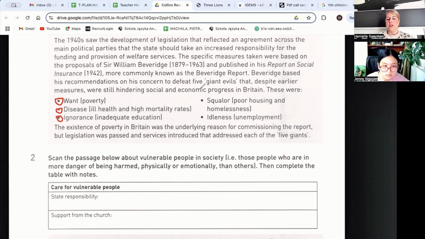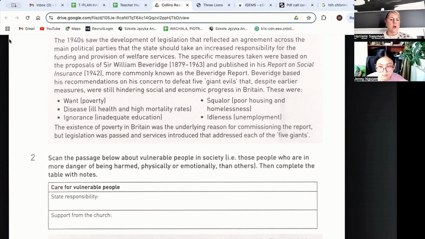So how many are there? There are 5. And can you read those 5 for us? There's want, poverty, disease, ill health, and high mortality rates, ignorance, inadequate education, squalor, poor housing and homelessness, illness, employment. Okay, perfect. There we go.